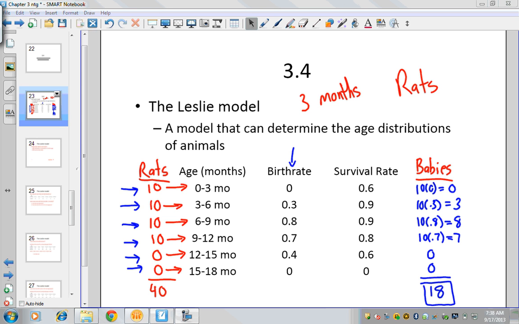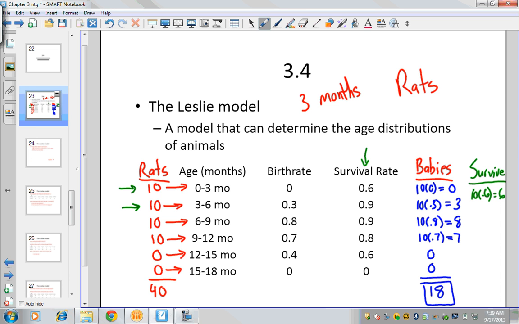Now the next question we have to ask is, how many rats actually survived? Once again, you're going to do the same thing you did with the tens and multiplying. You take the initial population of each age group and multiply it by the survival rate, because we want to know how many actually survived those 3 months. The first one is 10 times 0.6, which gives us 6. I'm running out of room here, let me rewrite that. So it was 10 times 0.6, which gave us 6.